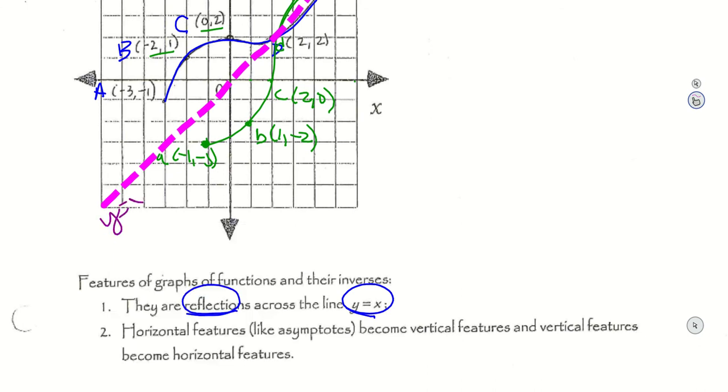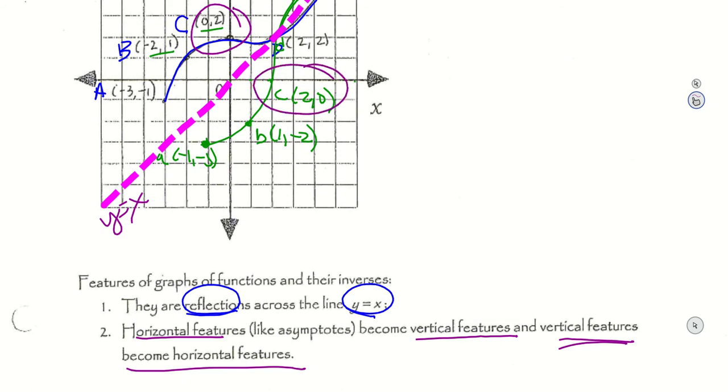That was the line y equals x. What's also true is that horizontal features, like asymptotes or x-intercepts, will become vertical features, and vertical features will become horizontal features. So one thing you can notice is that the graph of f had a y-intercept at 2, whereas the graph of the inverse has an x-intercept at 2.